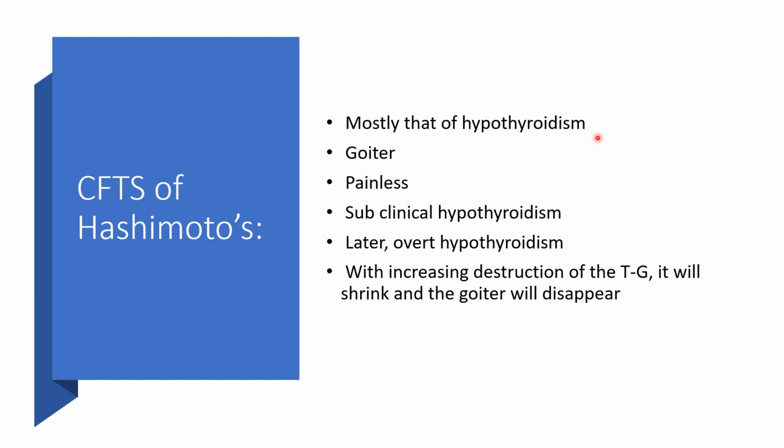So, I will not waste your time. I know you are getting tired. This is a pretty long presentation and we're not done yet. So, just reverse back to the signs and symptoms of hypothyroidism already gone through. There may be goiter, might be painless. Subclinical hypothyroidism might be the case, or later on it will become overt or full-blown hypothyroidism. With increasing destruction of the thyroid gland, it will shrink and the goiter will disappear.